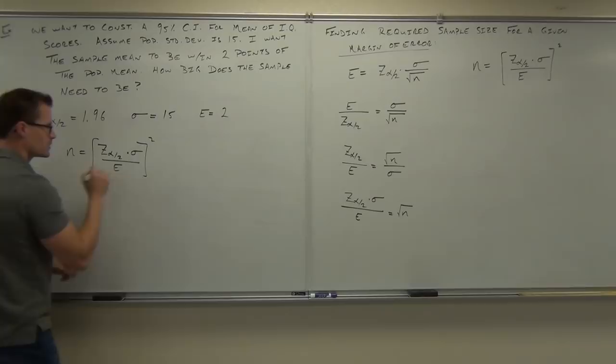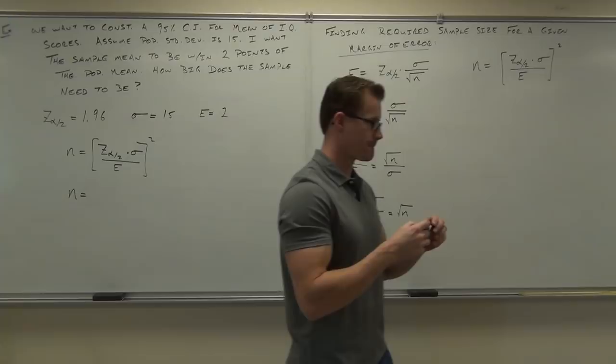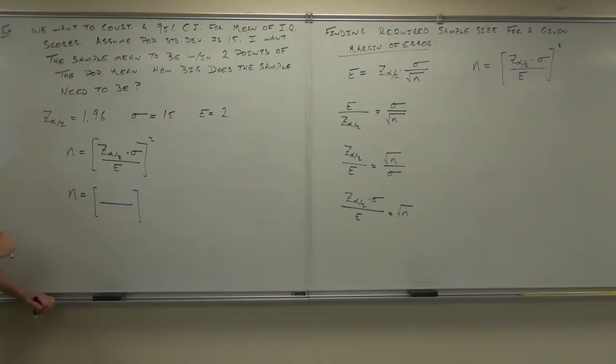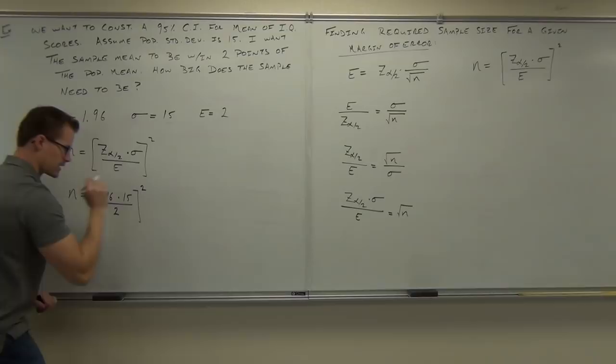So let's fill out that formula. Go ahead. Take 10 seconds. Try to do it yourself. See if you can get that. That's our critical value. Sigma, that's our standard deviation for the population, that's 15, we got that. Our e is 2 points, so we're going to put 2. We just cannot forget to square it.